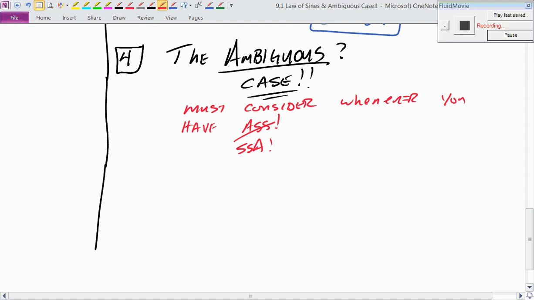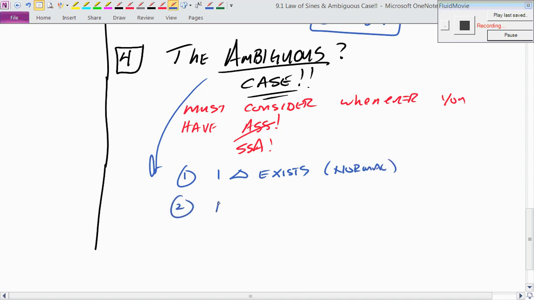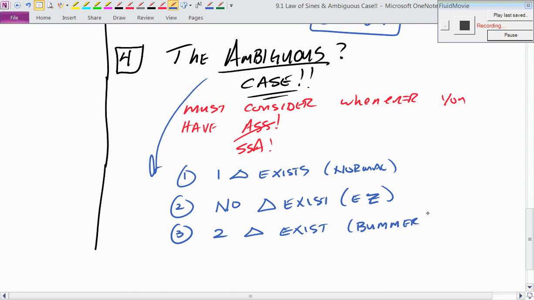Okay, and here's what could happen. There are 3 possibilities that can jump out of the ambiguous case when you're dealing with side side angle. One, you could have one triangle exist. That's the normal thing that happens. Two, you could have no triangles exist. That's the easiest thing to happen. And the third thing is you could have 2 triangles exist. And that's the bummer, because it is more work. It's double the work because you have 2 triangles that exist, okay?